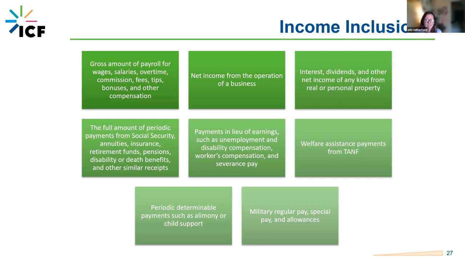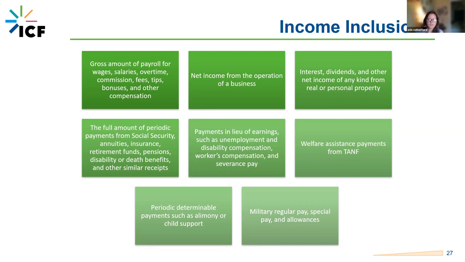Also included would be any interest, dividends, and other net income that the participant receives from any kind of real or personal property. Also included are certain benefits, such as the full amount of periodic payments that they get from Social Security, annuities, insurance, retirement funds, pensions, disability, or death benefits. You also have to include a client's payments that they would get in place of their wage earnings. That would be unemployment compensation, disability compensation, workers' comp, and severance pay.